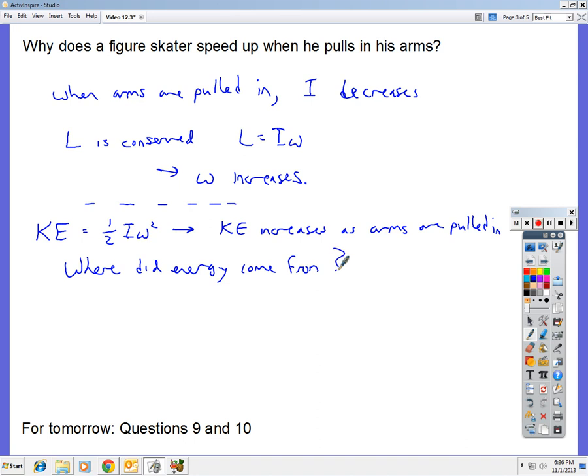Also in class tomorrow, I will check questions 9 and 10. Next video, we'll be working a much more difficult example that is just as difficult as anything you're going to see on the AP exam.